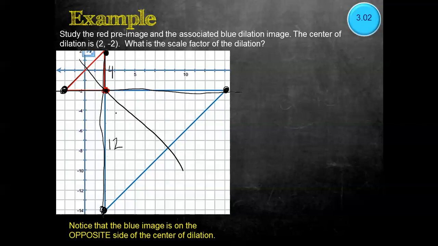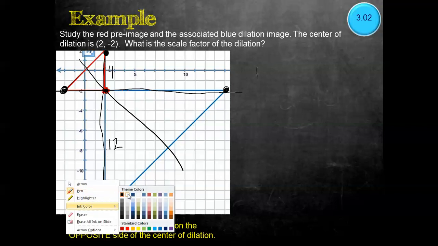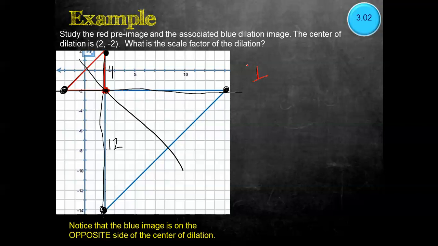Okay, so the scale factor, remember, when we find scale factor, let me change my color again. When we find scale factor, we want to have the image over the pre-image, right? And if we look here, we see that our image gets bigger. So we know our scale factor should be greater than 1. So if I put 12 on top and 4 on bottom, that means that we applied a scale factor of 3, okay? Now, notice that the blue image is on the opposite side of the center of dilation.